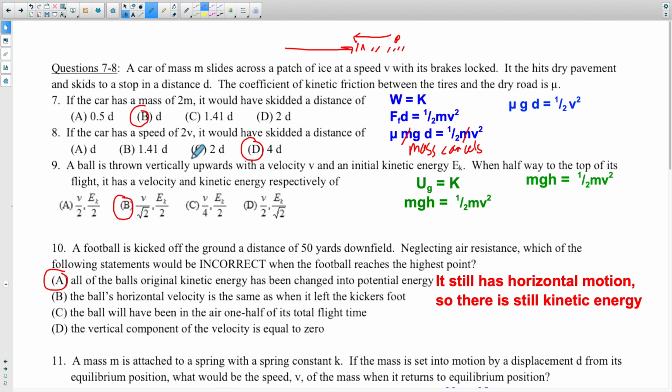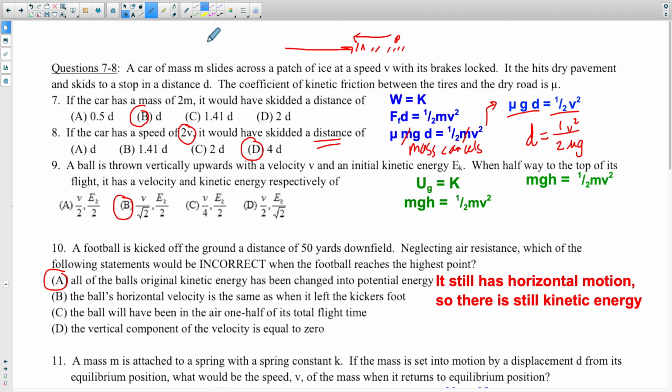Number 8, if the car had a speed of 2v, how far would it skid? Let's go back and pick up where we left off. What I've written up here is after I canceled out the mass. We're looking at what if it had a 2v, what would have happened to the distance? So let me solve this for d. I'm going to divide both sides by mu times g. So that gives me distance is this, which I had before, divided by mu times g.